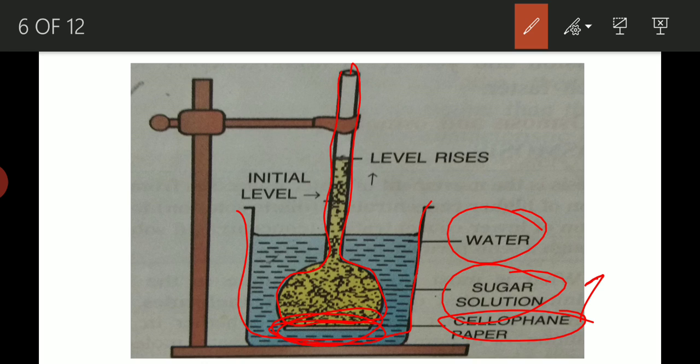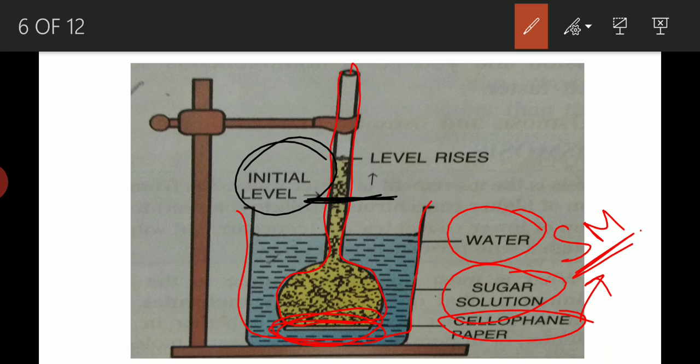In this case, the cellophane paper acts as a semi-permeable membrane. The cellophane paper acts as a semi-permeable membrane. This you need to keep in your mind. Cellophane paper actually acts as a semi-permeable membrane. So what will happen? This is the initial level.